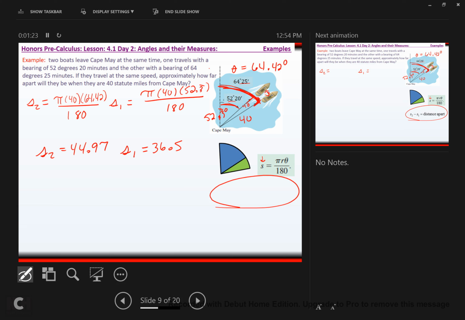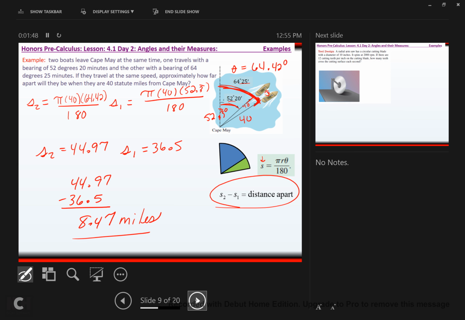So now, to figure out how far apart they are, I need to subtract the arc lengths. So I take 44.97 minus 36.5, and I get 8.47 miles. They're about 9 miles apart. This is what you're going to be doing next year, by the way.